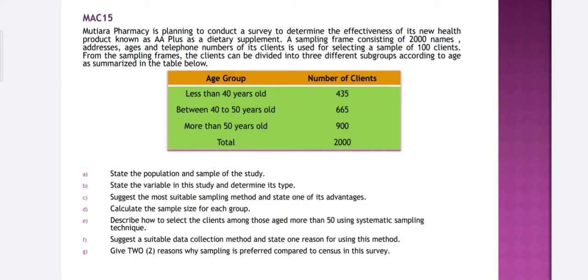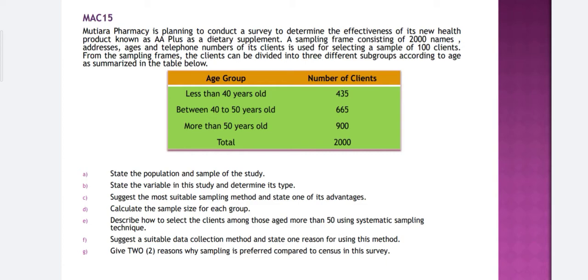Suggest the most suitable sampling method and state one of its advantage. Suitable sampling method can be stratified sampling technique because we have the updated sampling frame dan juga because the population can be grouped into the different subgroups dinamakan strata. Then dia nak statekan one of the advantage. So you just statekan one of the advantage. You can say it will have the smaller error or the precision will be improved. You kena ingatlah one of advantage, one of the disadvantage for every sampling technique.